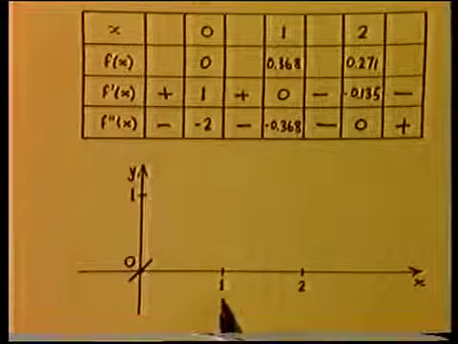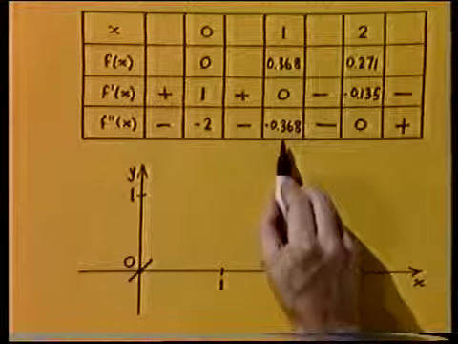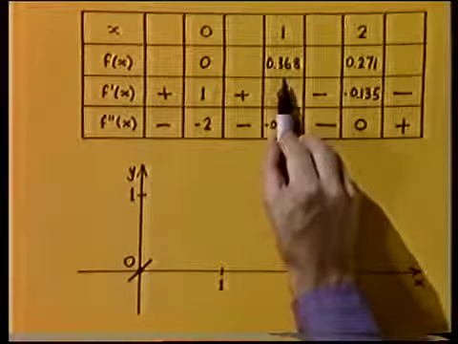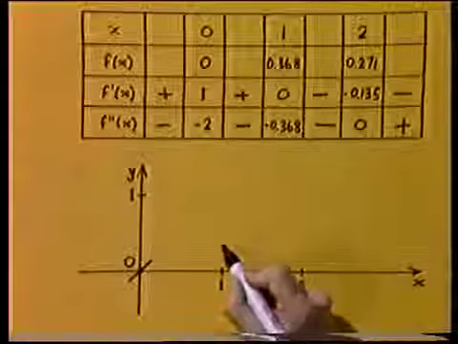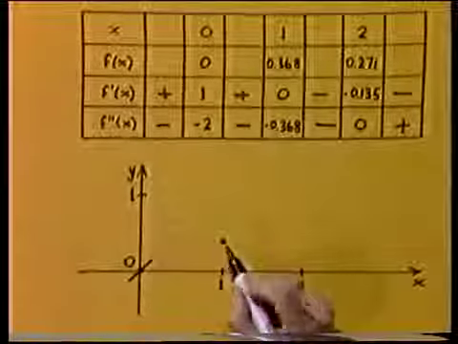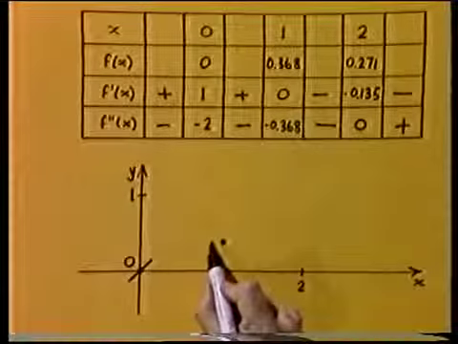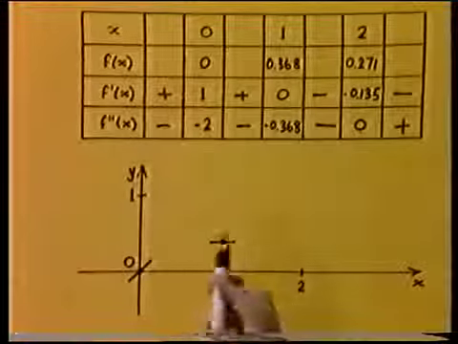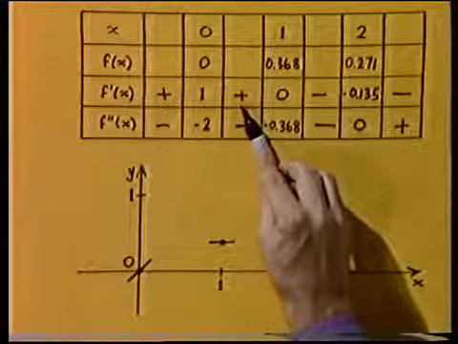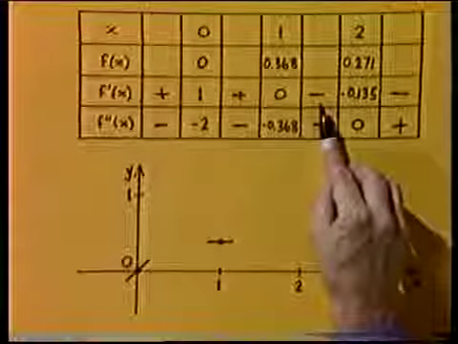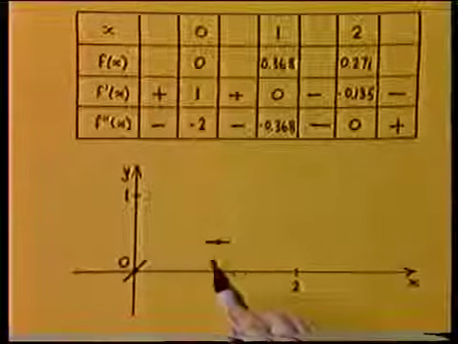The next important point is x equals 1. F of x is 0.368. That's about here. F prime is 0, so the tangent is horizontal. And the signs tell me that f prime goes from positive to negative. So x equals 1 must be a maximum.